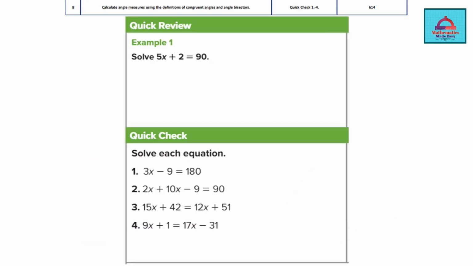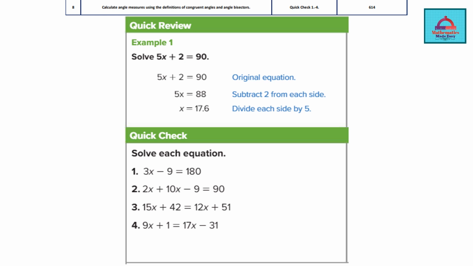Now this one is very simple. We just have to solve the equation in one variable. So if you see in example 1, the unknown variable is x. So you solve for x. Similarly, in questions 1 to 4, we have to solve for the value of x. So let's do it one by one. I'm going to do the first one here, and we are going to use multi-step equations for solving this.